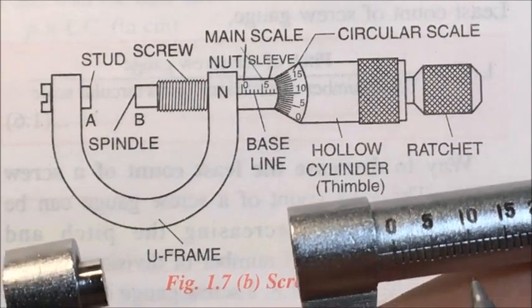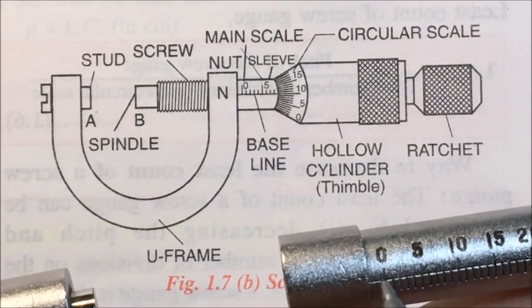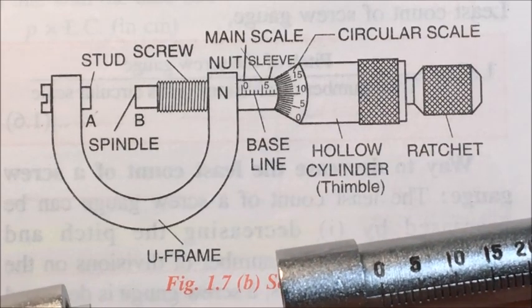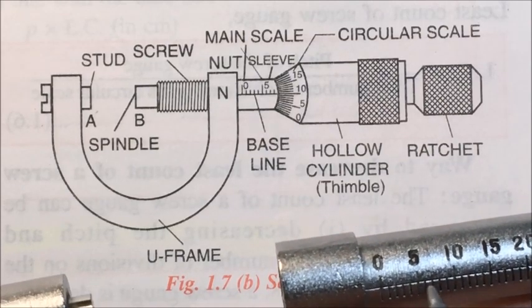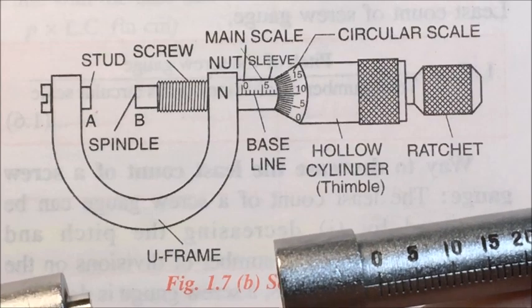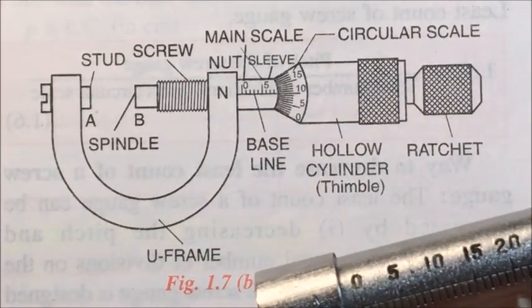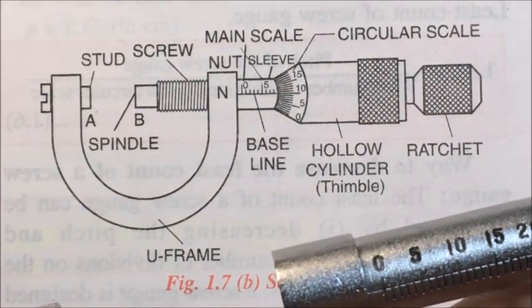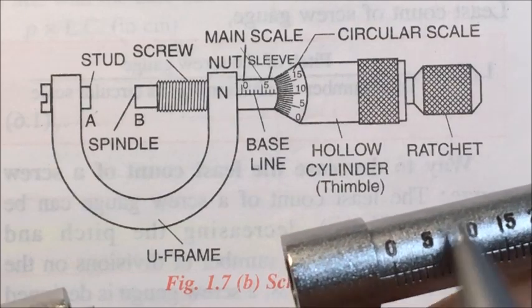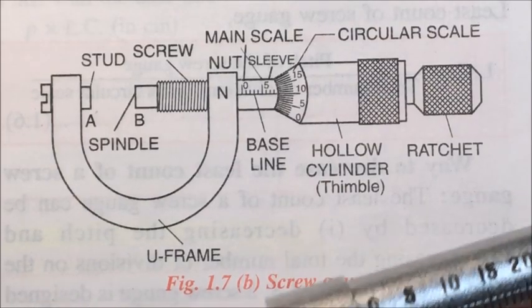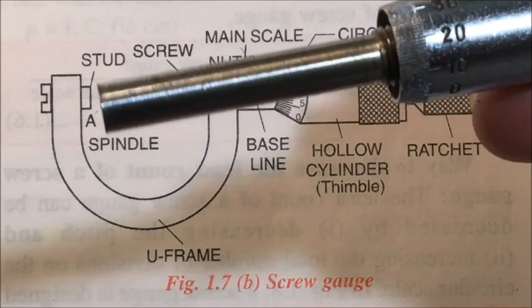So we have the nut and sleeve. The sleeve is graduated in mm. So we have one baseline, and this baseline or reference line runs parallel to the axis of the screw. And this forms our main scale. Now you can see the second arrangement.